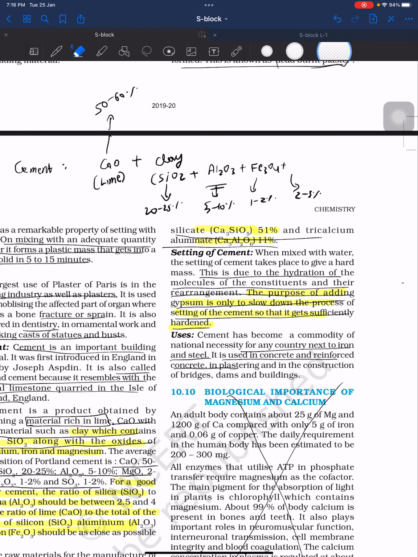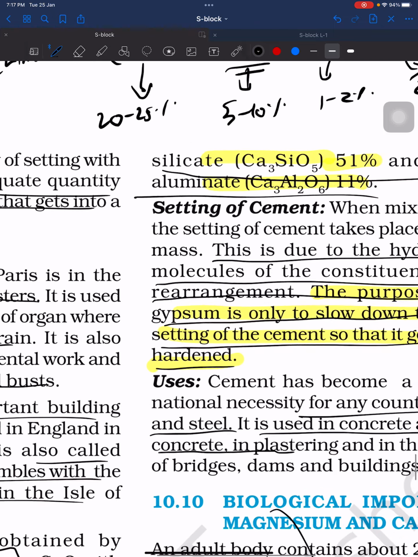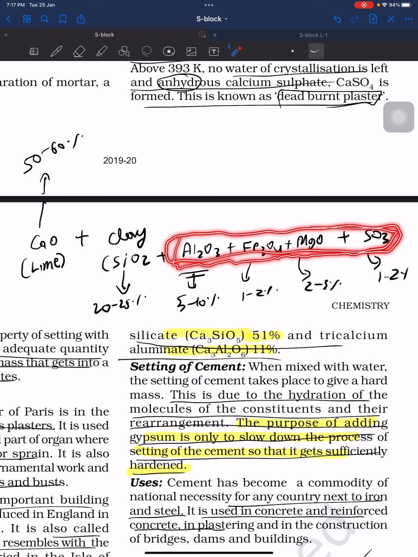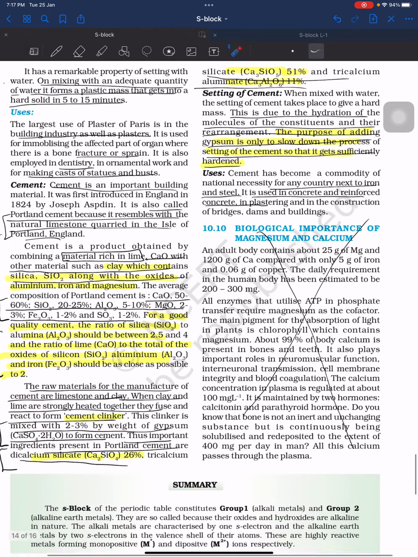The oxide of sulfur, sulfur trioxide, is also there, also like 1 to 2%. So this is the overall content of cement. Calcium oxide is the maximum amount, and after that 20 to 25% is silica, which is majorly from clay. Other components of clay include aluminium oxide, iron oxide, magnesium oxide, and sulfur trioxide, in 5 to 10%, 1 to 2%, 2 to 3%, and 1 to 2% respectively. So this is the basic composition of cement.